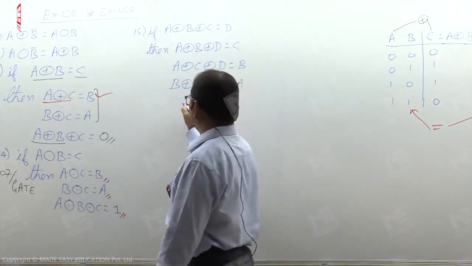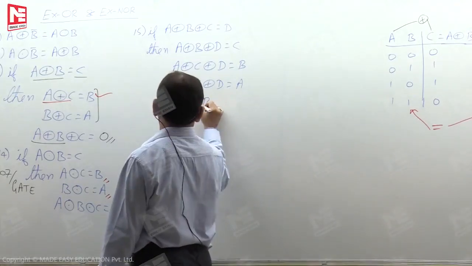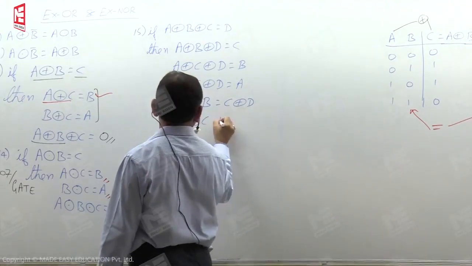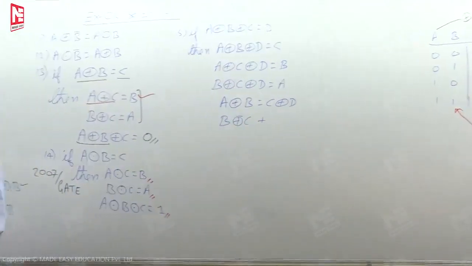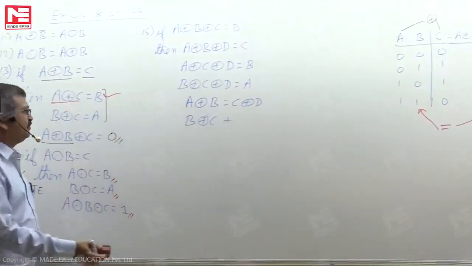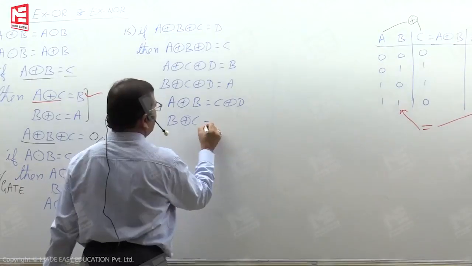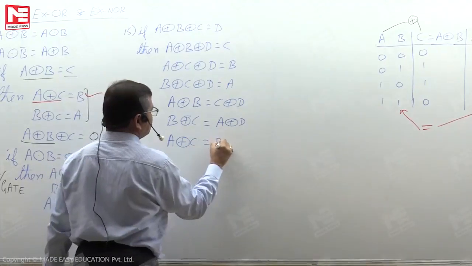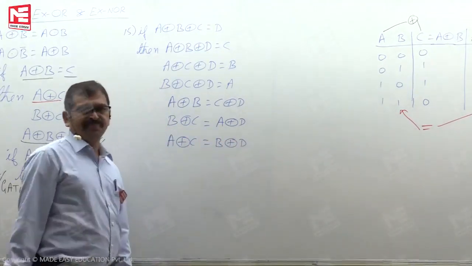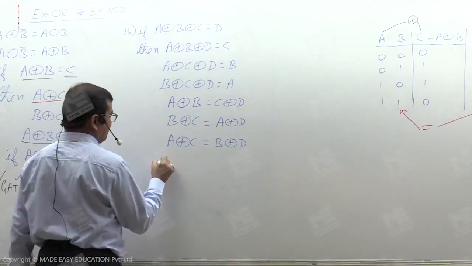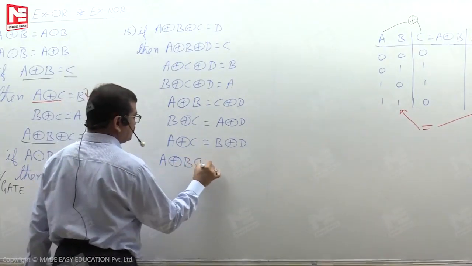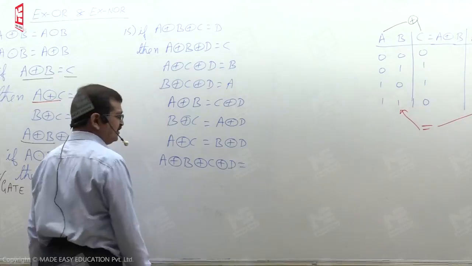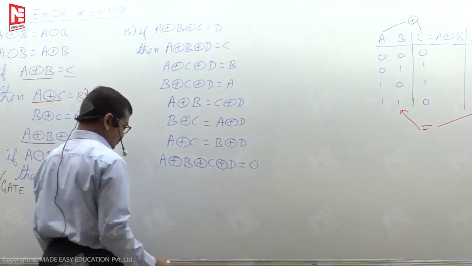And also, A exclusive or B is equal to C exclusive or D. B exclusive or C is equal to A exclusive or D. And A exclusive or C is equal to B exclusive or D. The last one, A exclusive or B exclusive or C exclusive or D, you can say easily, must be equal to 0.